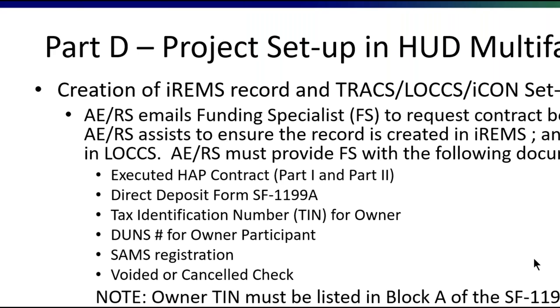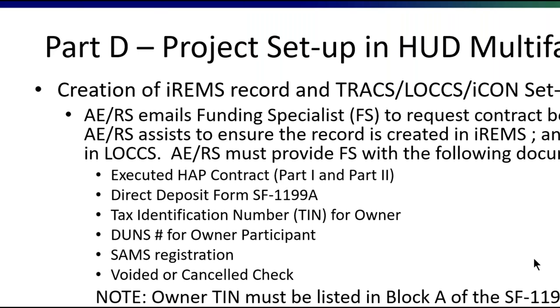So it's very important to have the creation of IRMS records and tracks, LOCCS, and iCON setup. The AE or RS emails the funding specialist to request the contract to be set up in iCON. This is a very important step. Then the AE or RS assists in ensuring that the record is created in IRMS and initiates the project setup in LOCCS. The AE or RS must provide the funding specialist with the following documents or information in order for him or her to continue the creation of this record.